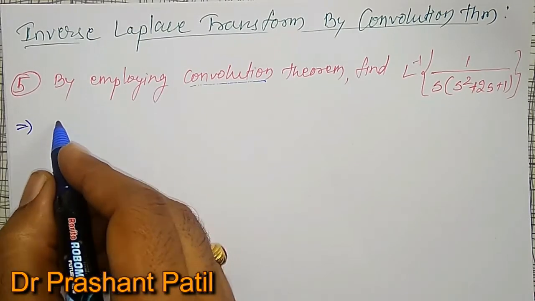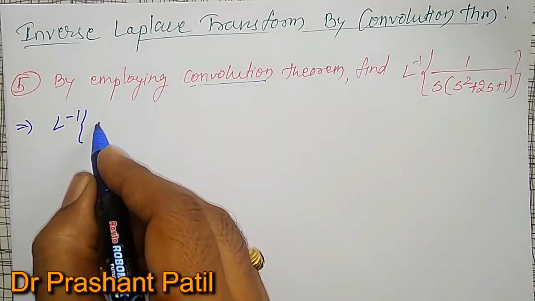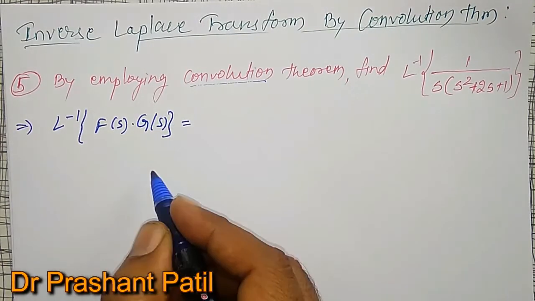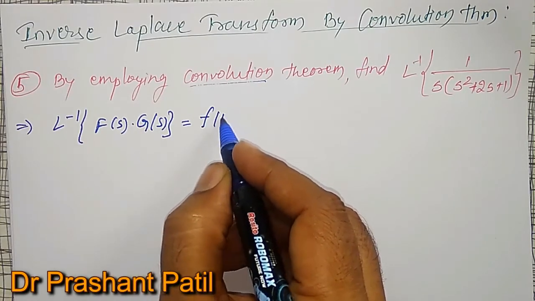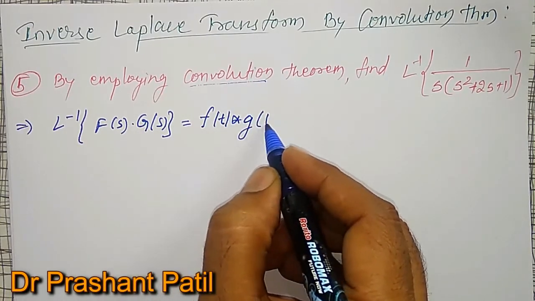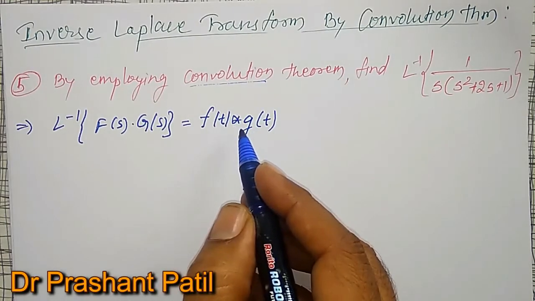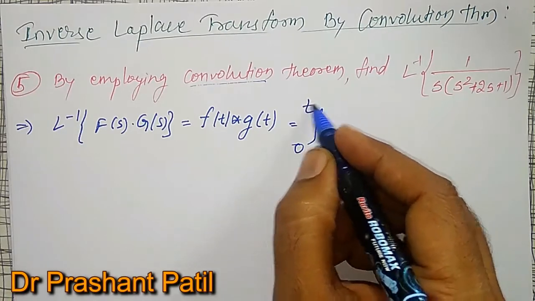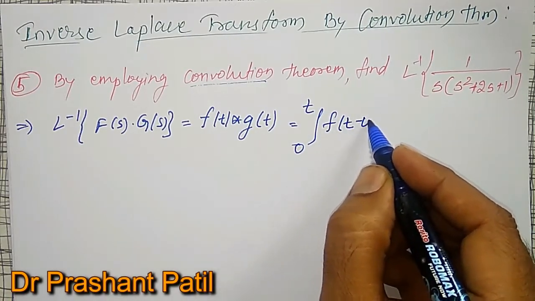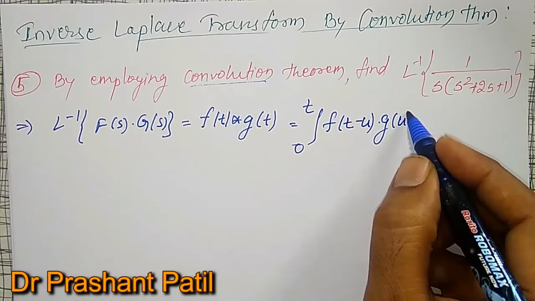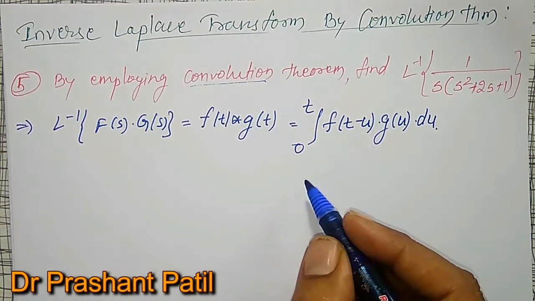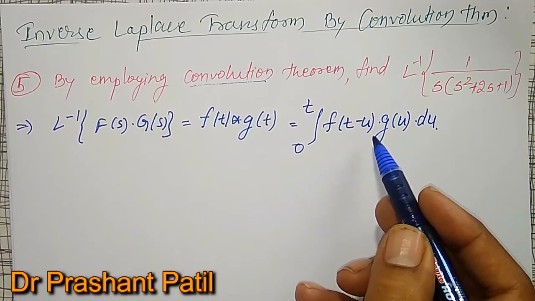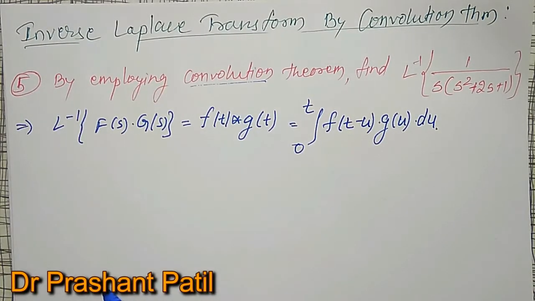Here, inverse Laplace transform of F of s into G of s is nothing but f of t convolution g of t. What is that convolution then? Already we defined. Let me define once again. It is integration from 0 to t f of t minus u into g of u du. Or you can interchange this, g of t minus u into f of u, because convolution is a commutative property.